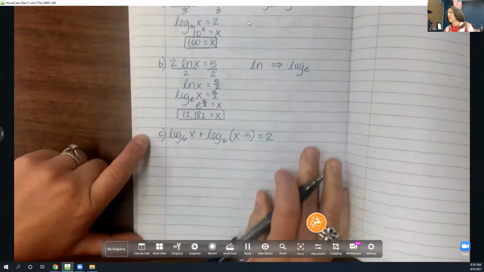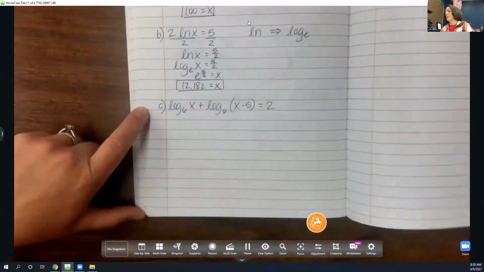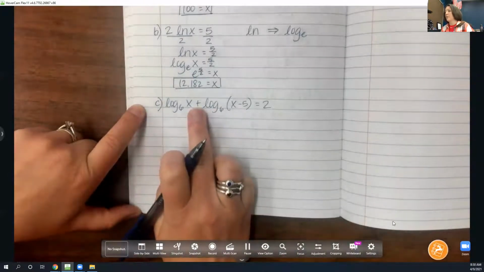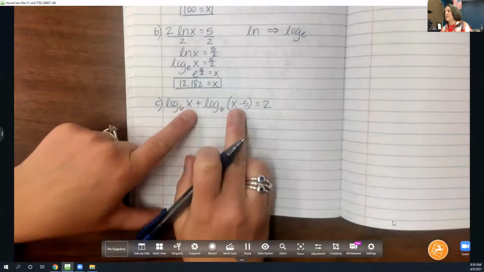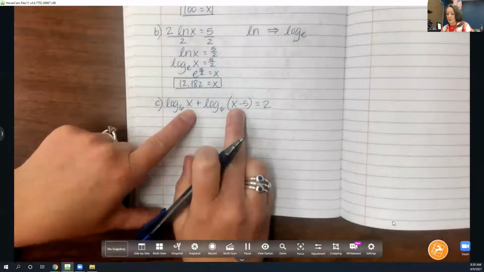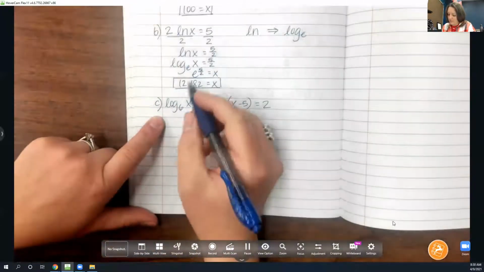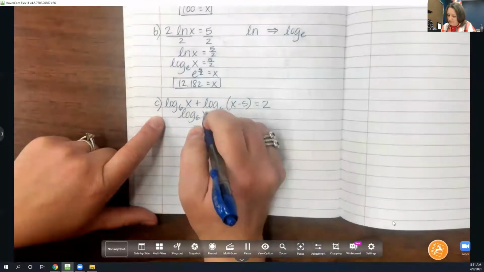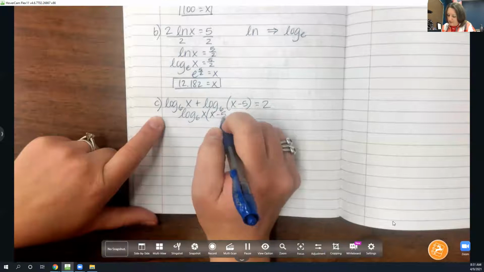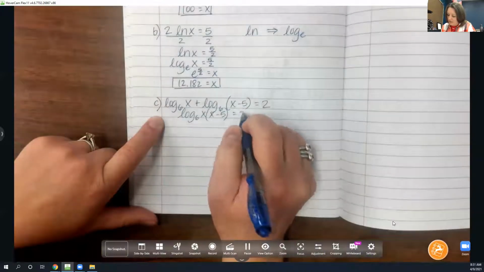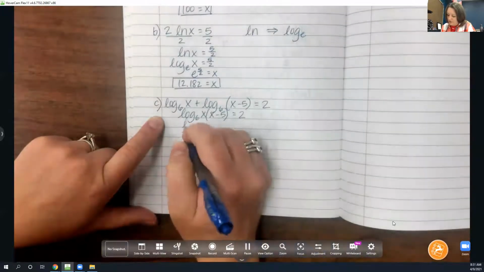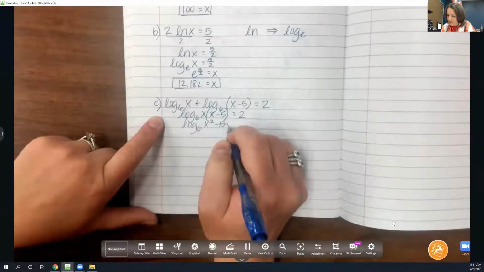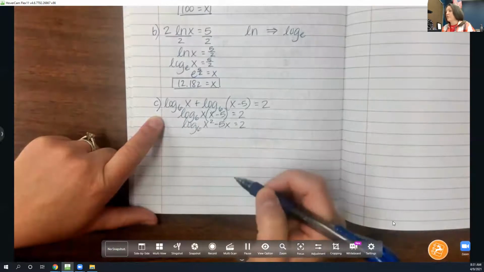All right, so let's think back to our properties of logarithms and remember that a log is an exponent. So when we're adding exponents, we're actually multiplying, right? My bases are the same, so I can write this as log base 6 of x times x minus 5 equals 2. So this is log base 6 of x squared minus 5x equals 2.